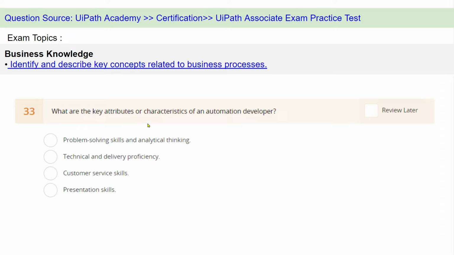So let's face the very first question. What are the key attributes or characteristics of an automation developer? And here are your options. Does the automation developer need to have presentation skills, customer service skills, technical and delivery proficiency, or problem solving skills and analytical thinking? Now, which one do you think is the right answer? As per me, the right answer should be problem solving skills and analytical thinking.